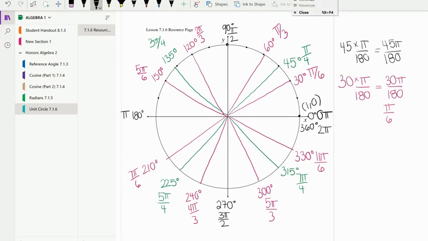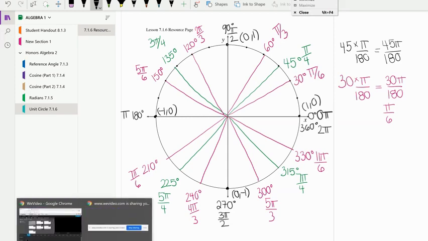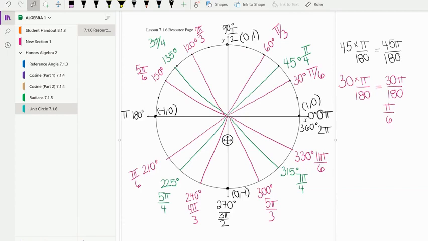The next point would be 0, 1. 180 would be -1, 0. 270 would be 0, -1. And then again, we know that 360 would be 1, 0 once again. All right, so now we are going to do the 30, 45, 60, and so on.